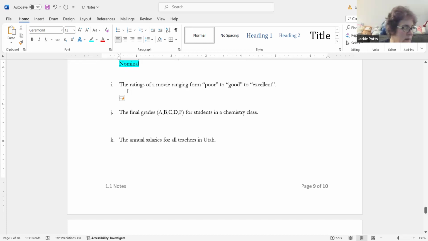All right, movie ratings. We think quantitative or qualitative? Well, when they're saying poor, good, excellent, that's qualitative because it's descriptive. But there is a ranking to that, right? Because good is better than poor. So that means these are ordinal.